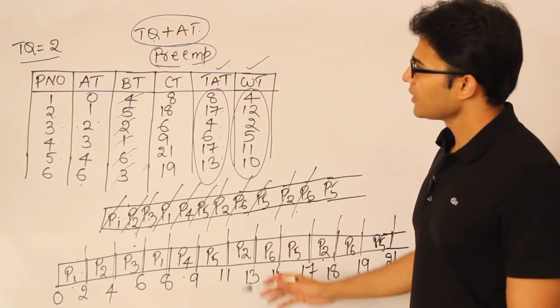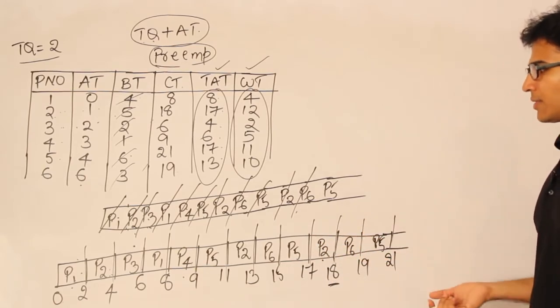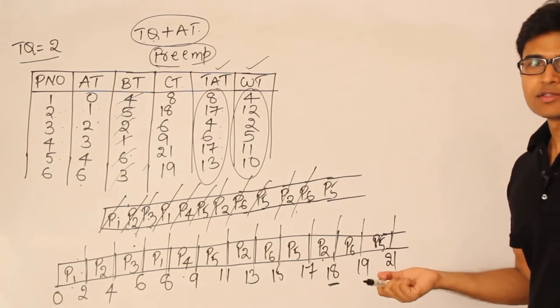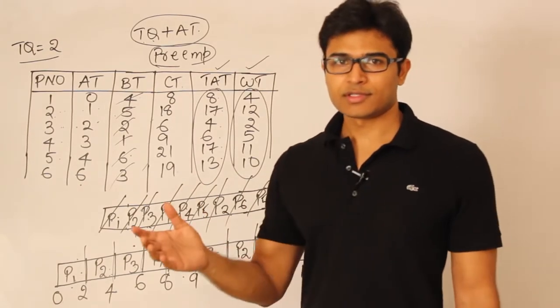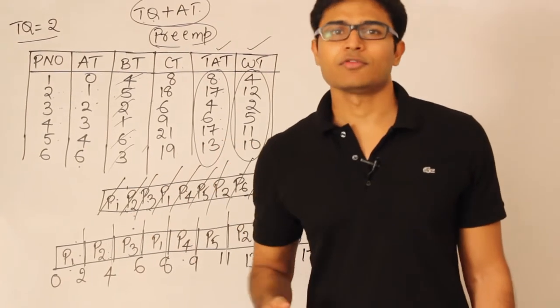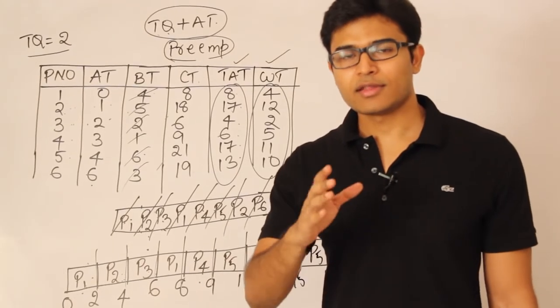Now what happens if I increase the time quantum? Then definitely you will see that the number of times I have to pull out a process and schedule the next one will decrease. The reason is very simple. Whenever you schedule a process, don't interrupt it at every small amount of time. That is going to lead to lots of context switches. Instead of that, run it for more time.